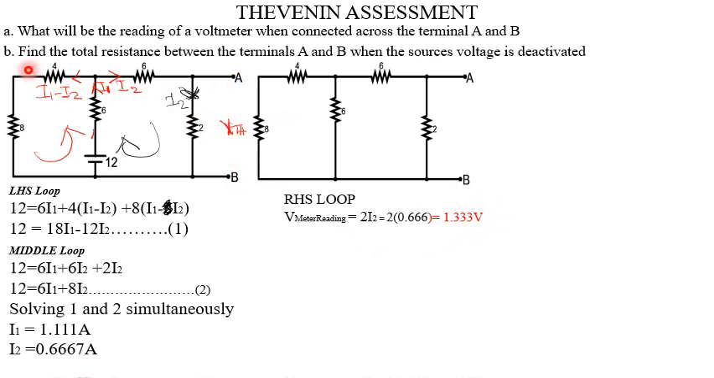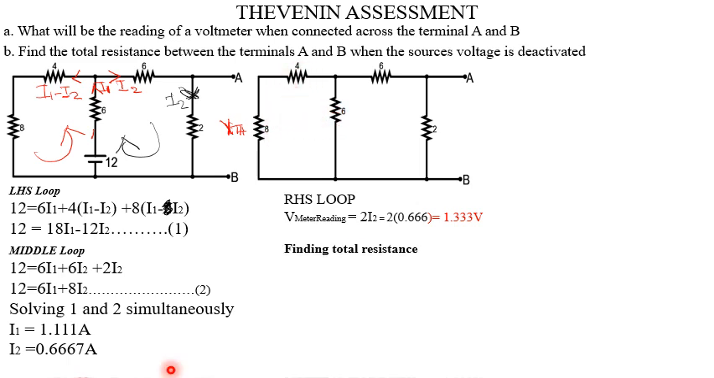Going on to part B, it says find the total resistance between the terminals A and B when the source voltage is deactivated. So we should find the total resistance in the circuit when this source voltage is deactivated. We deactivate it here. Then we realize that the 4 and 8 are in series, so we can just add them up.